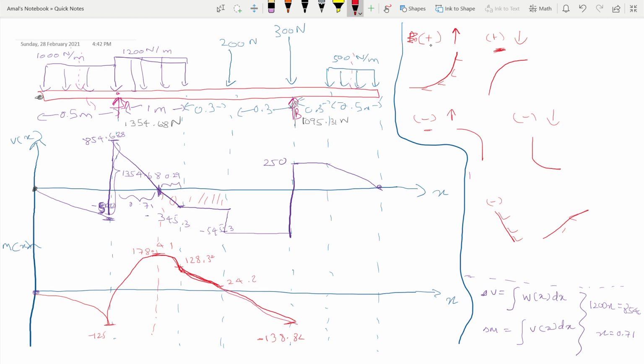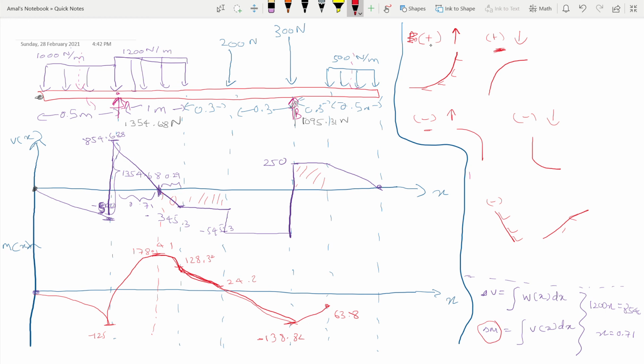Alright, now we have positive values, constant. Now we need to draw a positive slope but constant slope, and the change in moment is going to be the area under this shear force diagram. So 250 times 0.3, 75, right? So let's see, 138 minus 75, so we go to 63.8. So here we're gonna go to 63.8. So the area under this one is the change in moment.